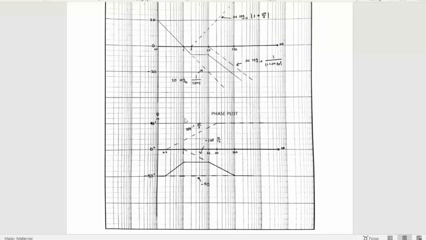Next, for the phase plot, one dotted line is for negative 90, this one, and another dotted line is tangent inverse of ω over 2 and negative tangent inverse of ω over 10. So we can make the line here and lastly here.